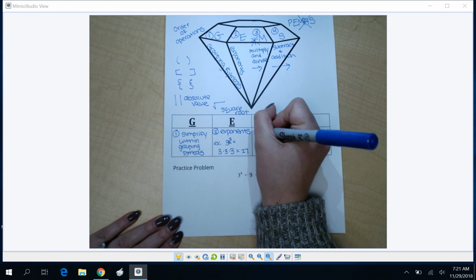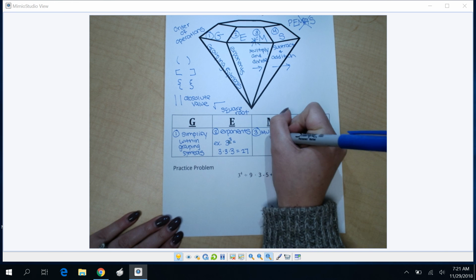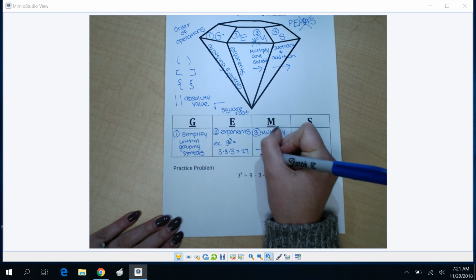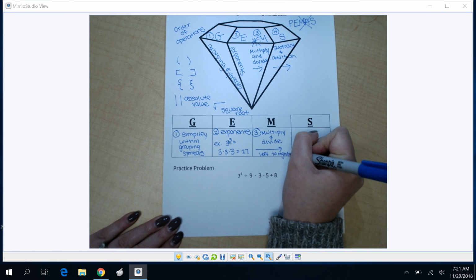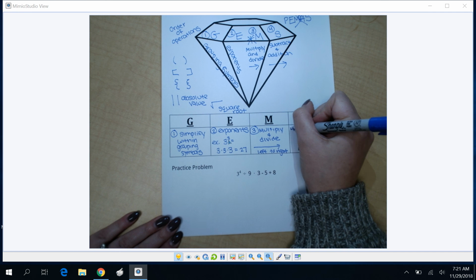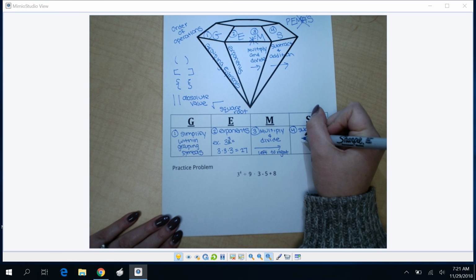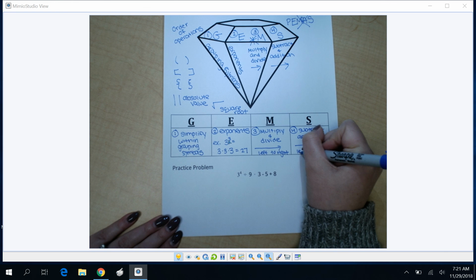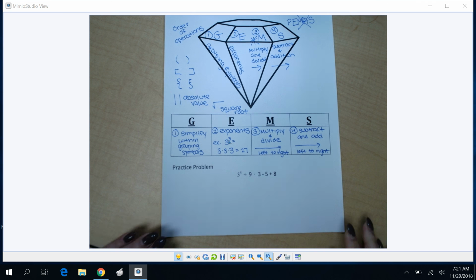All right, step 3 is to multiply and divide. Remember, that's from left to right. So whatever you see first, sometimes it's multiplication, sometimes it's your division, but you need to solve it from left to right, just like reading a book. And then same thing for step 4, which is your subtract and add. So same thing, left to right, just like if you were reading a book.